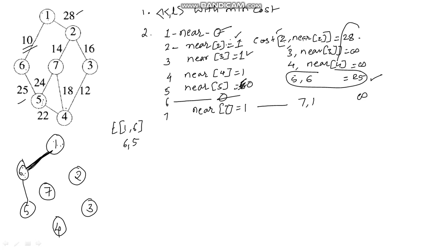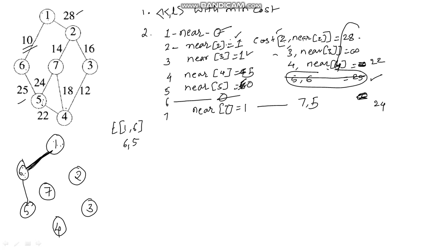For 4, near of 4 was previously 1, but by adding 5, 4 comes near to this particular vertex which is in the connected component. So I will update near of 4 to 5. Here the cost of 4 and near 4 is also to be updated, and that comes to be 4 5 is 22, because this is going to be needed in the next step. 5 6 is done, we have made it 0. For 7, previously the near of 7 was 1, but now the addition of 5 makes 7 near to 5, so cost of 7 comma near 7 is 24.